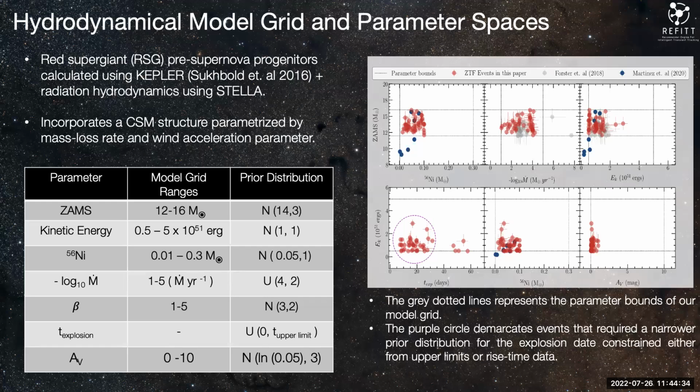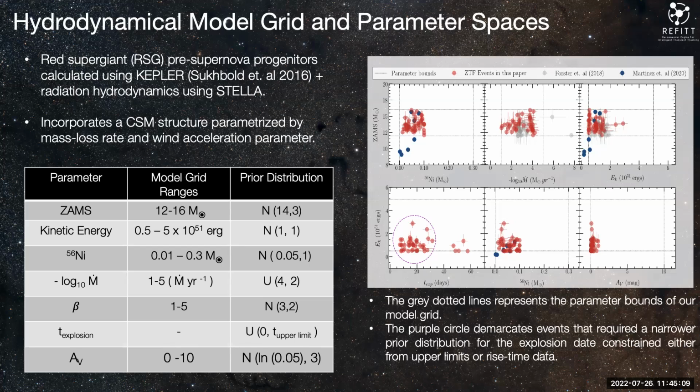Okay, so diving deep into the physics, what are these hydrodynamical models actually made of? These are red supergiant pre-supernova progenitors, which were evolved using Kepler, and then evolved using radiation hydrodynamics using Stella. A big shout out to our collaborator, Professor Takashi J. Moriya in Japan. He is the one providing us with these synthetic model light curves, which we can compare to the ZTF data.